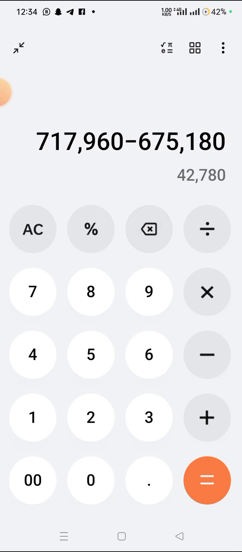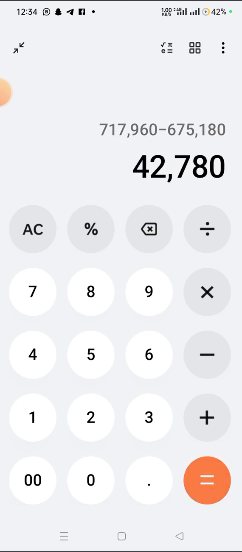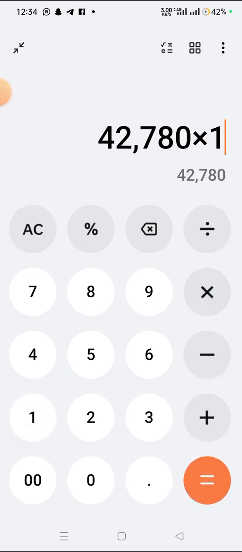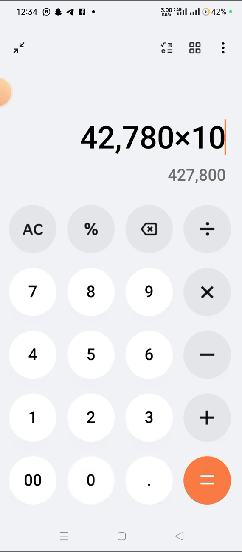And this thing, you can do it more than 2 times in a day, 3 times, 10 times, 20 times in a day. For example, if you are able to do it 10 times in a day, you are going to get about 427,800 naira just doing this simple crypto arbitrage.